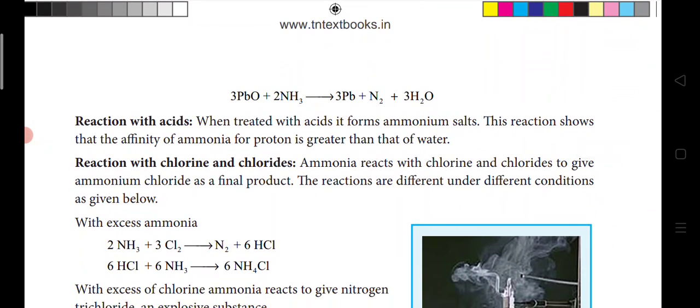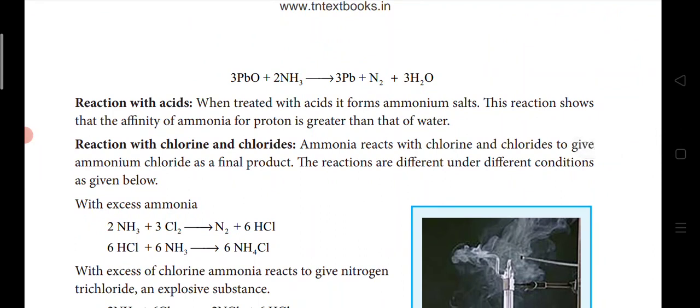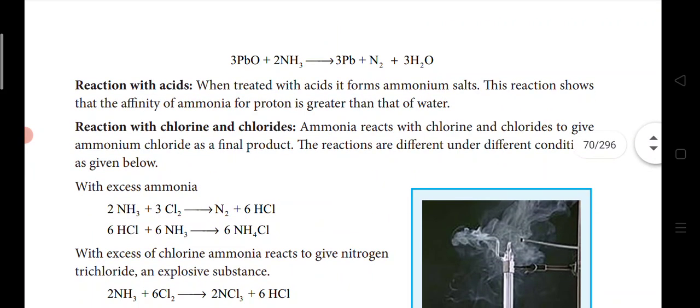So here if you see, lead oxide, PbO, with ammonia gives lead, nitrogen and water. So here from lead oxide we have removed oxygen. So removal of oxygen is what? Reduction. So what helps in reducing this lead oxide into lead? Ammonia has helped in this process. So ammonia can also act as a reducing agent.